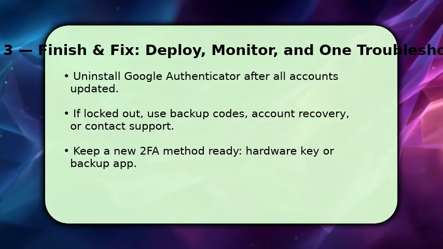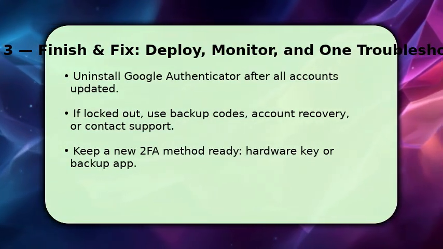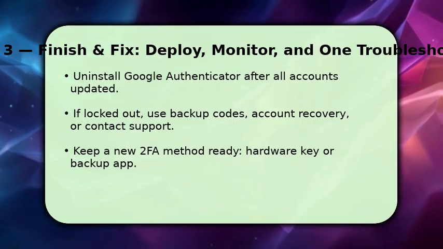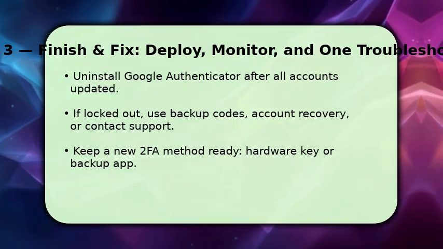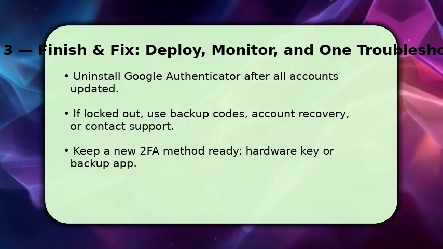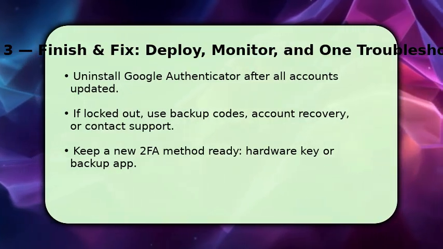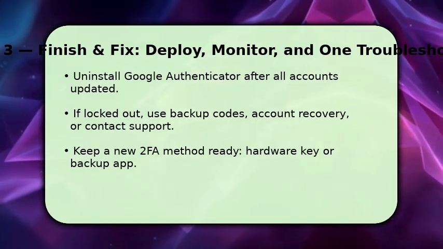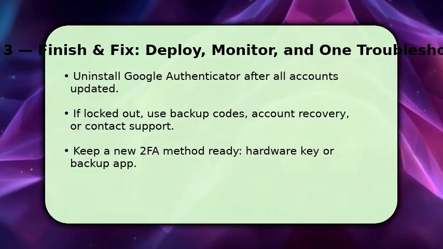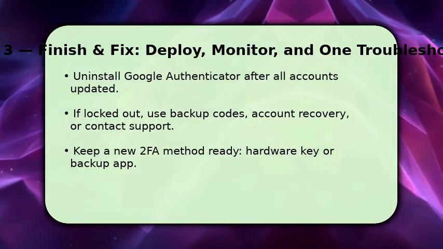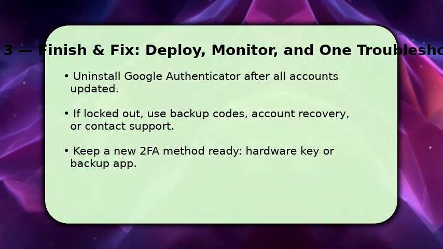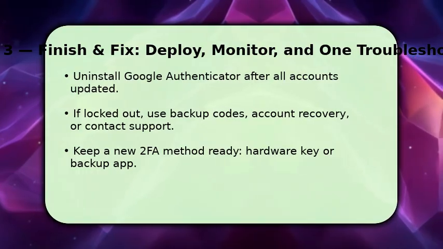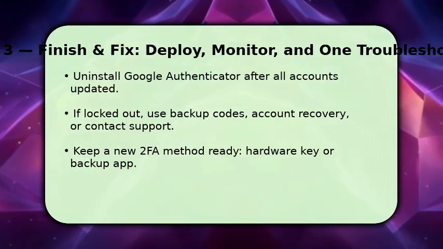Finally, after you've removed Authenticator from all services, uninstall the app from your device. Make sure you verify logins once using the new method to confirm access. If you get locked out at any point, use your backup codes or the account recovery flow and contact account support as needed. For stronger security going forward, set up an alternative like a hardware security key or a different Authenticator app and store backup codes in a safe place.